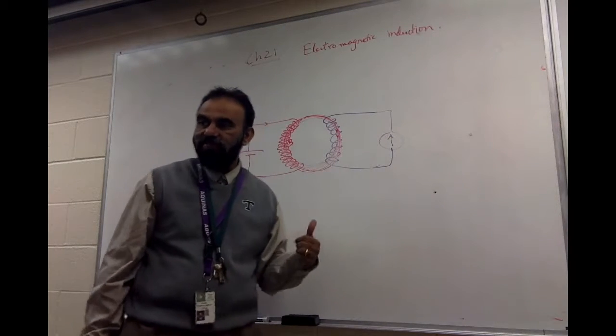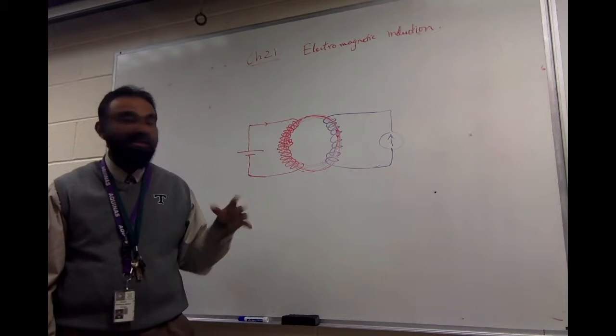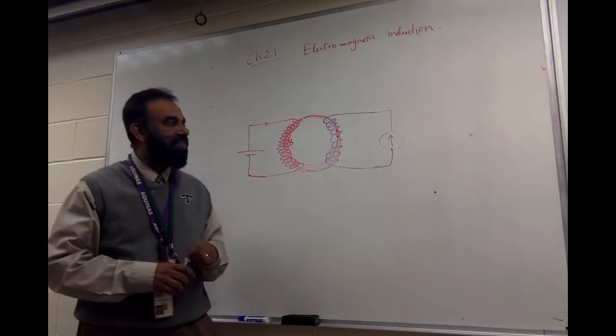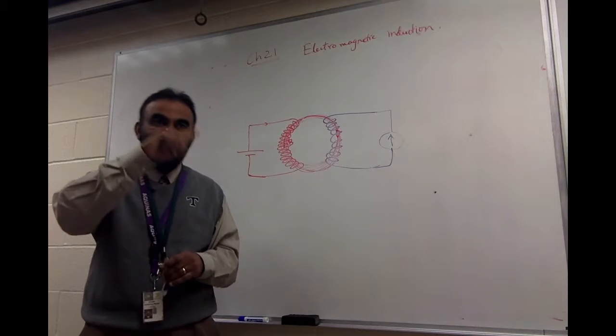That was what was seen. Do you get it? That was exactly what Faraday discovered initially: yes, I'm able to get a current, but that's not a direct current. It's an alternating current. It's going both ways.